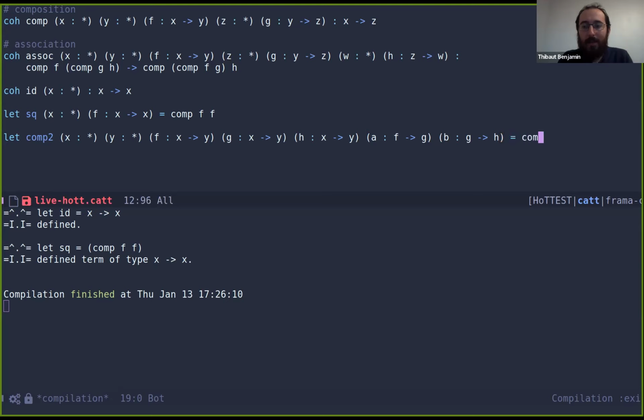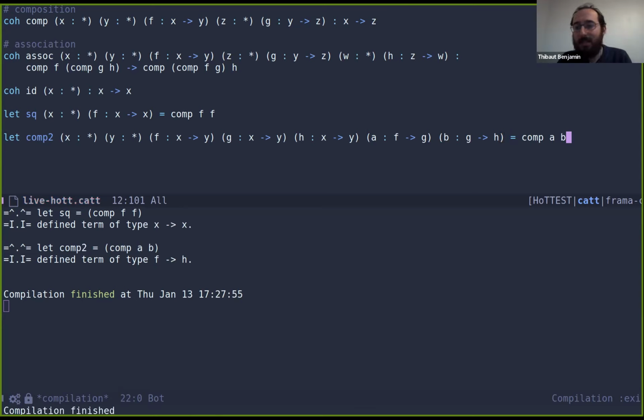And I can write comp of A and B. And if I do that, what happens? Well, it does accept it. So it should feel to you that this shouldn't work, because I haven't defined the composition of two cells. I've just defined the composition of normal cells, and if I apply the composition of normal one cells, it shouldn't be applicable to two cells.